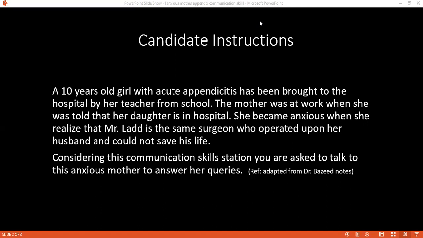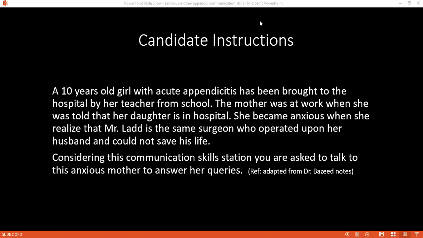No, doctor. However expert he may be, I don't want him to operate on my daughter. I need a different surgeon. I don't want Mr. Ladd. Okay, I will arrange this with the hospital. No, that would be great, doctor. Okay. Can I see my daughter now, doctor? Where is she? Of course, I will arrange this. I will tell you later.